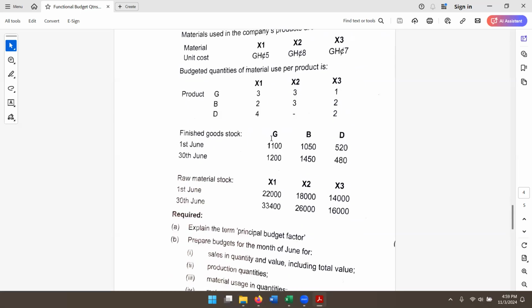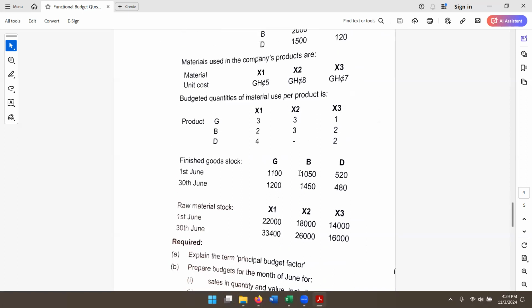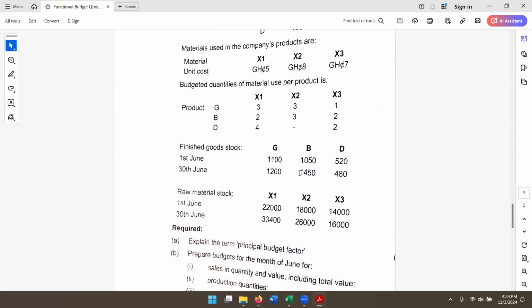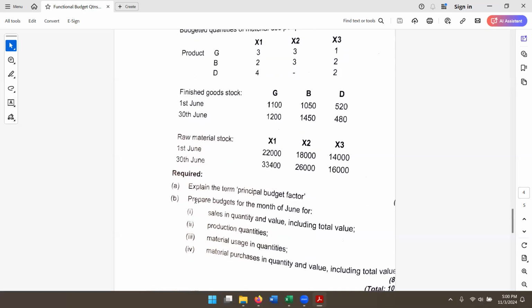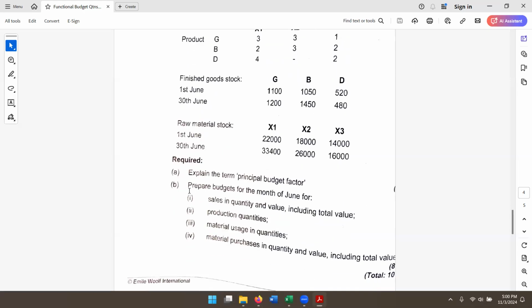Finished goods stock, J, B, and D, 1st June. So remember, we're working on a budget for June. So 1st June will be opening stock, then 30th June will be closing stock. So they've given us opening and closing stock for finished goods and then raw material. That makes it very easy for us. All right. Now, what is the requirement?